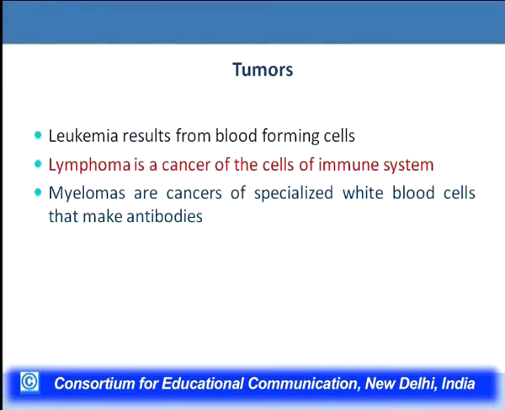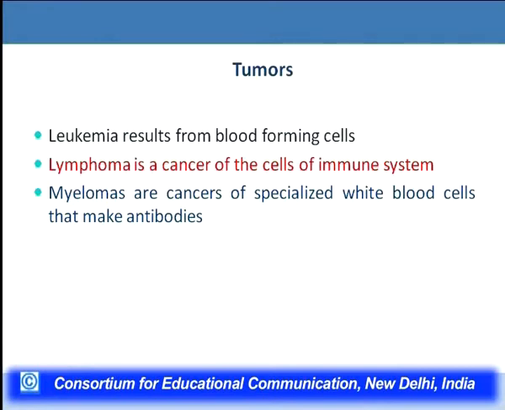Then the third class is leukemia. Leukemia results whenever there is aberration in the blood forming cells, and lymphoma is a cancer of the cells of the immune system. Then we have myelomas, which are cancers of specialized white blood cells which make antibodies.